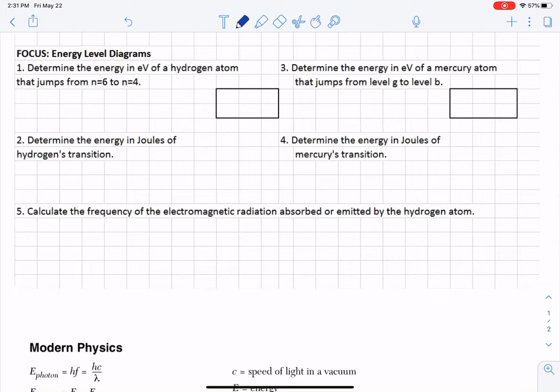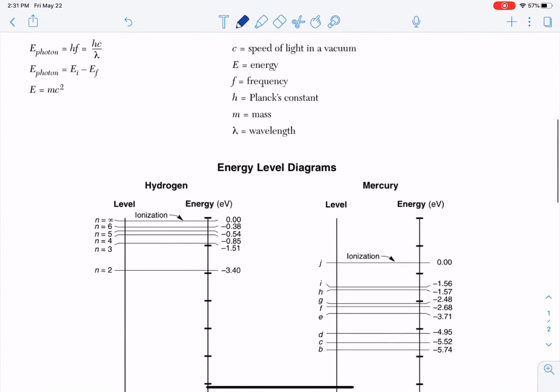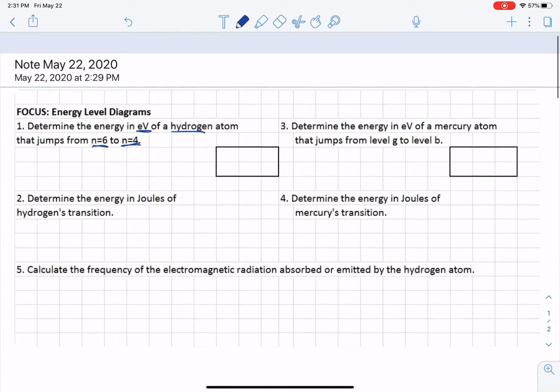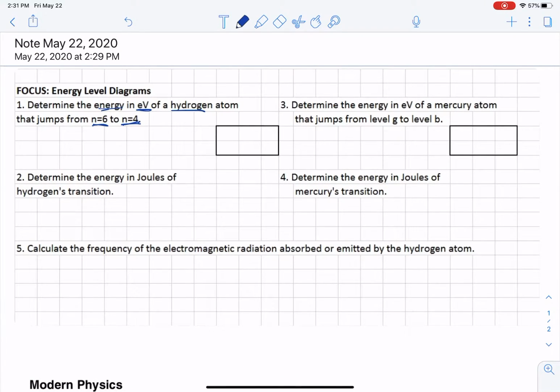So it starts off saying, determine the energy in electron volts of a hydrogen atom that jumps from N6 to N4. Okay, so this means that if we go to page 2 in the reference table where we have these diagrams, we are looking at N4 and N6. So those numbers are here. We have to look at the table to get them, and it can be a little tricky, as you can see, because the lines get a little bit close. But that's what we're going to look at, and we want to know specifically the energy in electron volts.